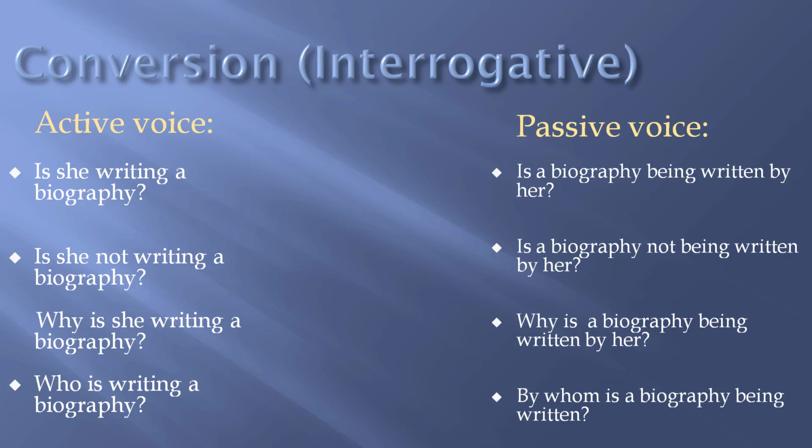The next type of sentence is interrogative. As we all know, an interrogative is a sentence that simply asks a question. For example, is she writing a biography? Is the biography being written by her?